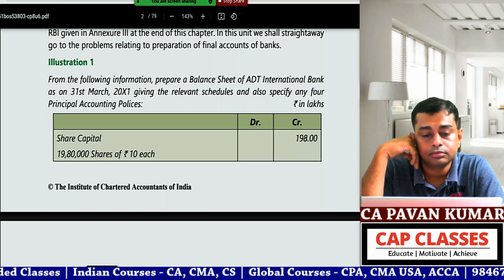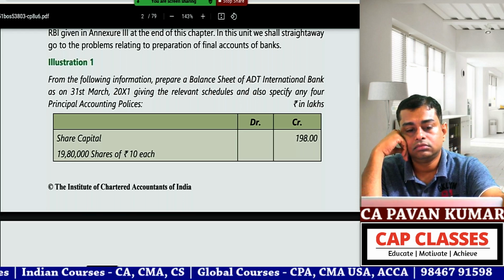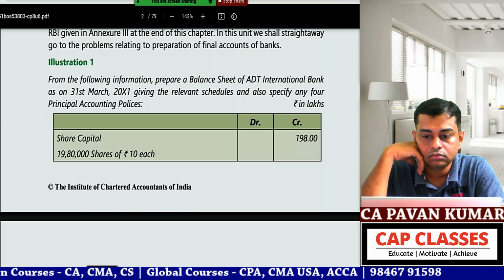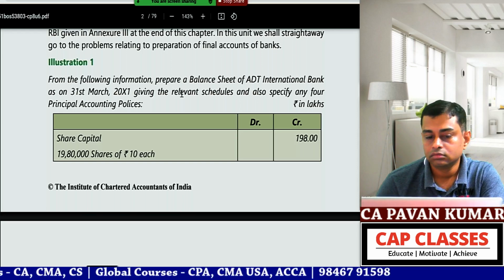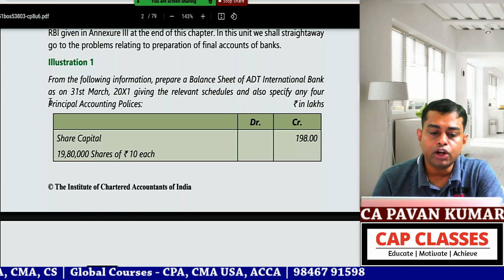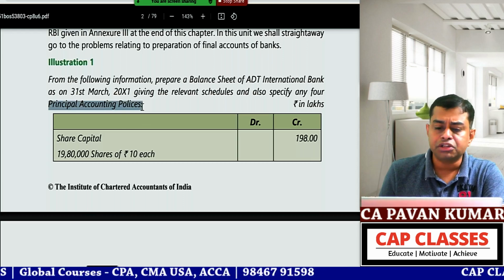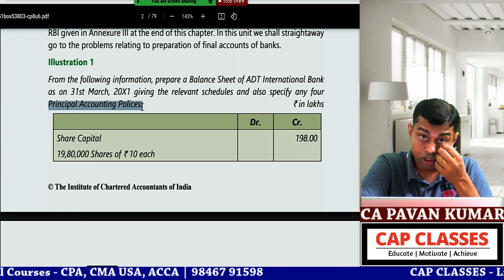Okay, so illustration: from the following information, prepare a balance sheet of ADP International Bank as on 31st March 2000, giving the relevant schedules and also specify any principal accounting policy. So I told you about fixed assets, you can write one; about foreign currency, you can write one; about investments, you can write one, like that. 3-4 policies you have to write, accounting policies.